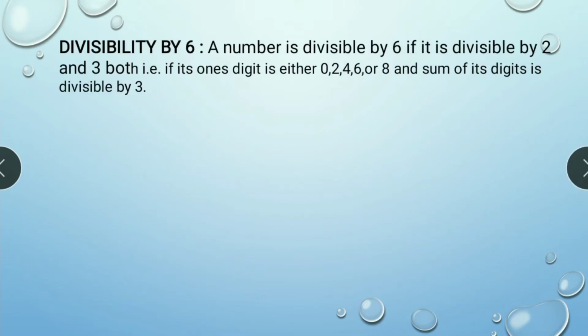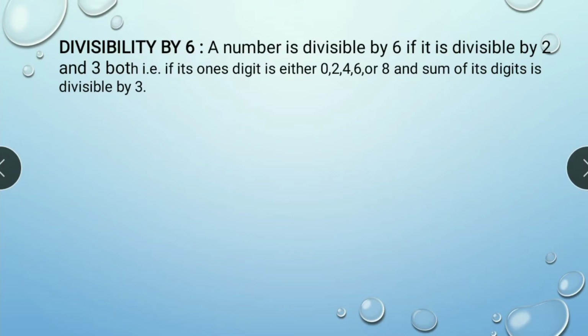Now see the divisibility of 6. A number is divisible by 6 if it is divisible by 2 and 3 both. So if you have got any number or any number is given, you want to know whether this number is divisible by 6 or not, so you have to check for 2 and 3.